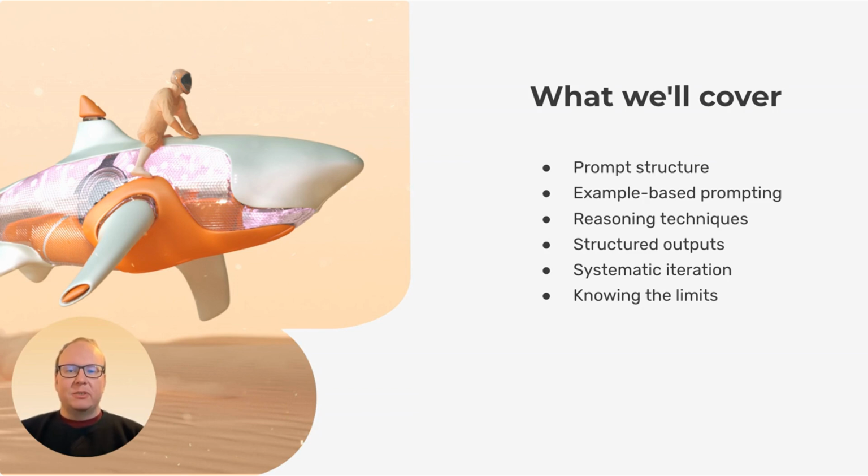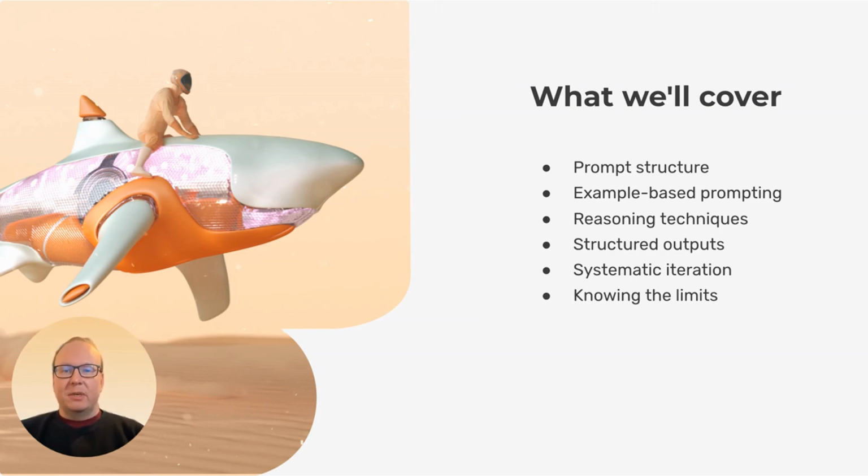From there, we'll get into reasoning techniques, chain of thought prompting, role prompting, and a few other methods that help the model produce better answers for complex tasks. We'll also cover structured outputs, because in a product you almost always need the LLM to return data in a format your code can parse. JSON, specific schemas, validated formats. Getting this right prevents a whole category of production bugs.